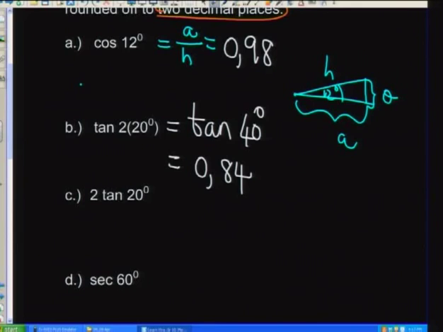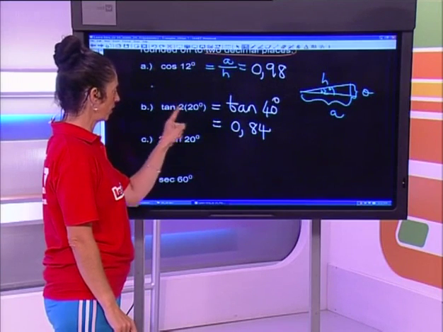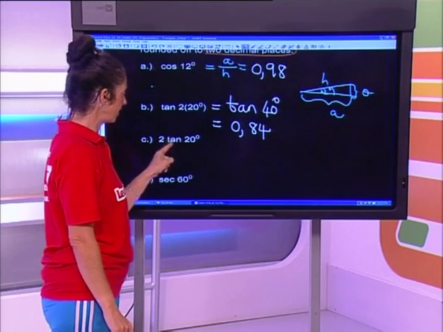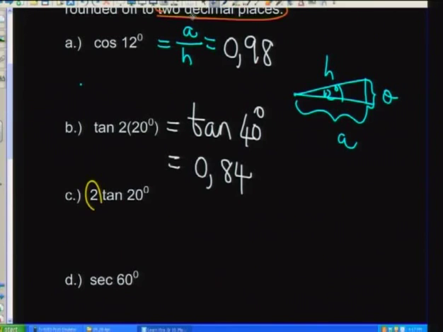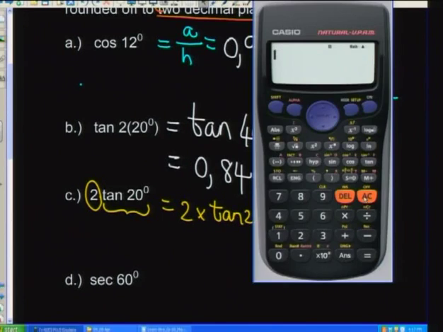Now that's interesting. Here we had twice 20 degrees as part of the angle. Here we have twice the tan of 20 degrees. What does that mean? This simply means that this 2 is being multiplied by whatever your ratio of tan 20 degrees is. So that would be 2 times tan 20 degrees. If we go into our calculator, we put in 2 times tan of 20 degrees, equals, and we get 0,73.